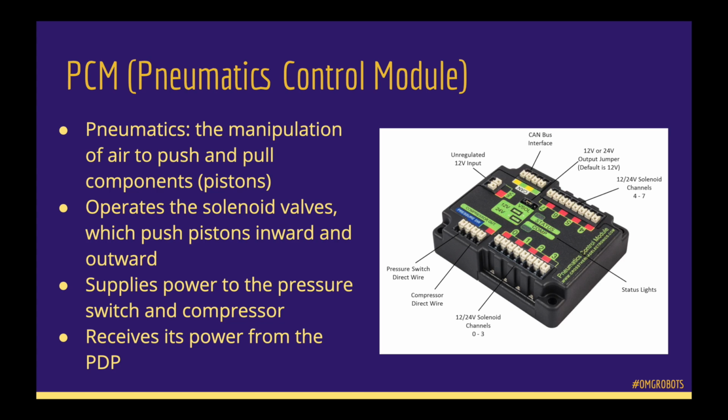Next, we have the PCM, or Pneumatics Control Module. The PCM essentially controls the robot's pneumatic system and airflow by regulating the current that enters the solenoids. Pneumatics can be defined as the manipulation of airflow to push and pull pistons. In addition to the solenoids, the PCM provides power to the compressor and pressure switch and receives current from the PDP. It connects to the motor controllers via the CAN chain.